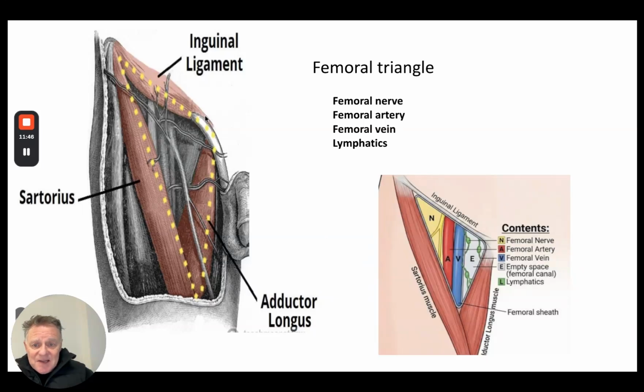And located inside the femoral triangle is the femoral nerve, the femoral artery, the femoral vein. As a result, all of those structures are susceptible to impingement by compression of either, less so the ligament, but compression of sartorius or adductor longus as well. So this has clinical relevance as a result.